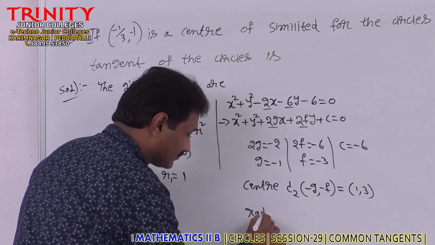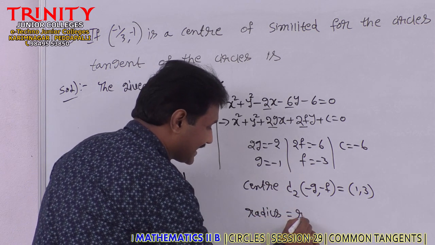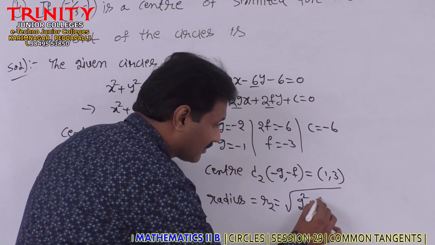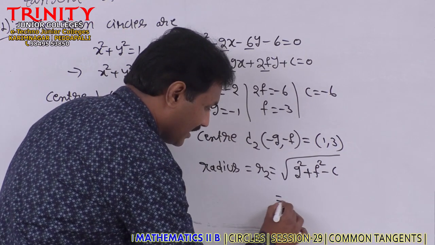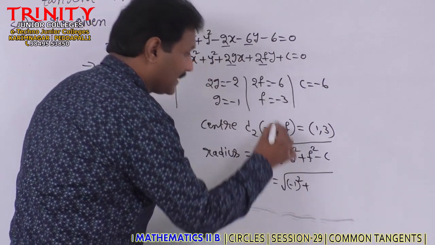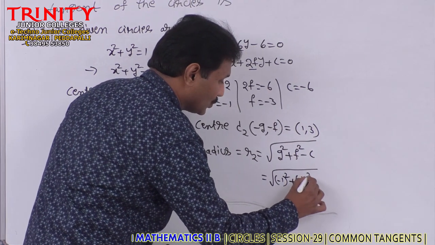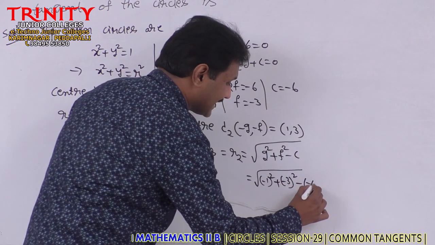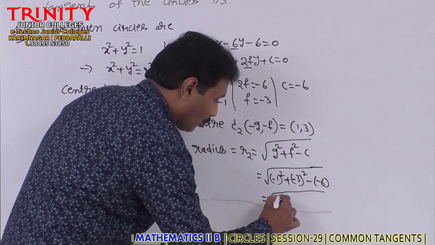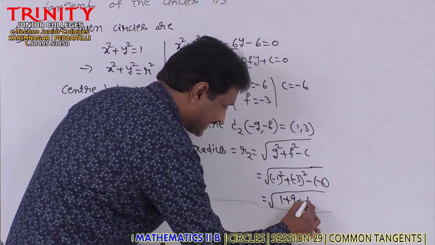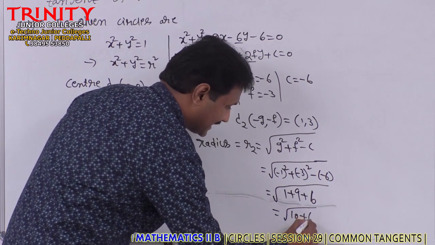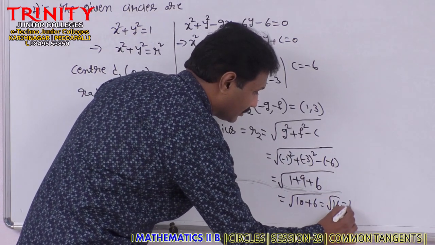The radius of the circle R2, the formula is the square root of g² + f² - c, that equals the square root of (-1)² + (-3)² - (-6). The value of c is -6. So 1 + 9 + 6 = 16. Root 16 equals 4.